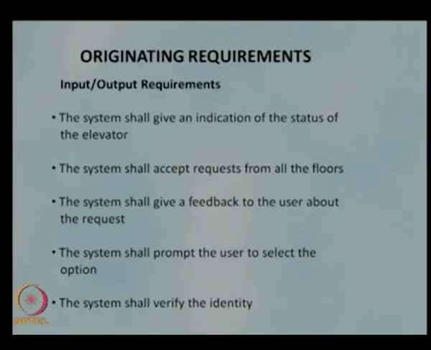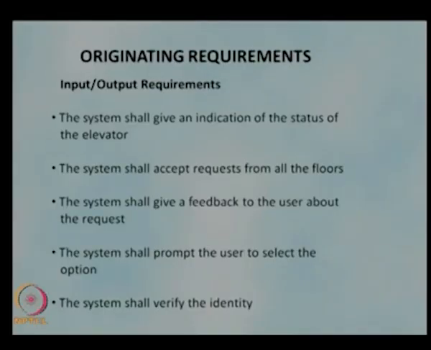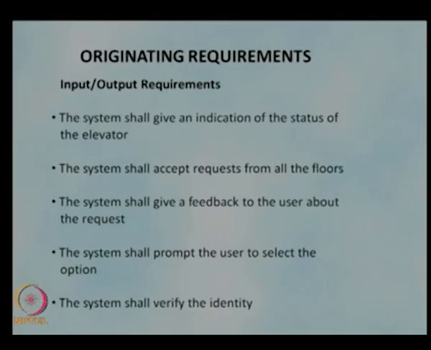The system shall prompt the user to select the option. Suppose there are many options, then the system should prompt the user to select the particular option for that particular situation. The system shall verify the identity. So, the system should be able to verify the identity of the person or the particular option given by the user. These are the typical input output requirements for a system.